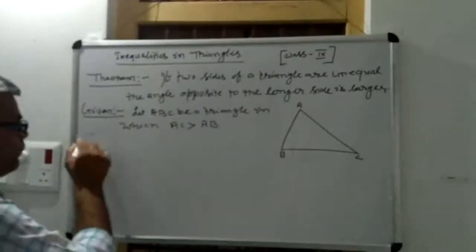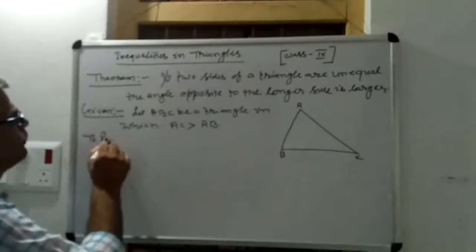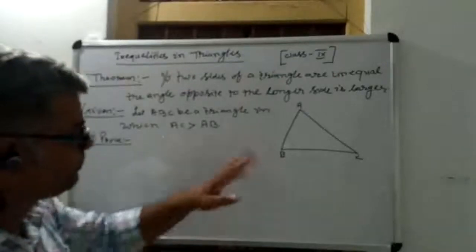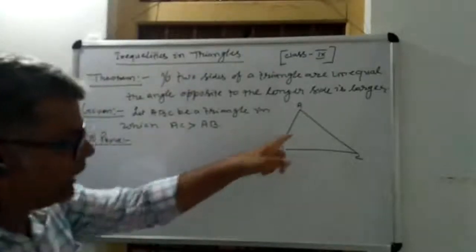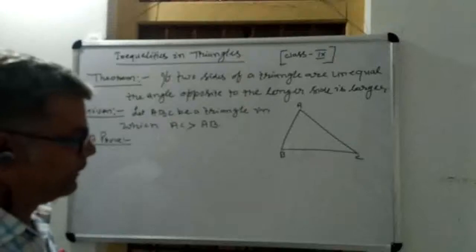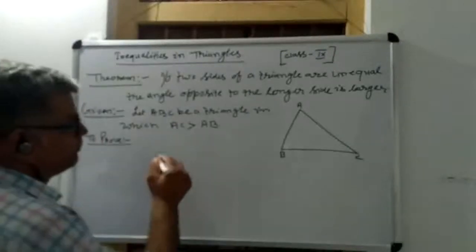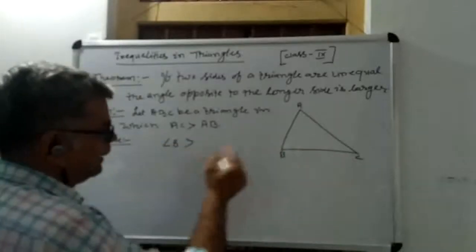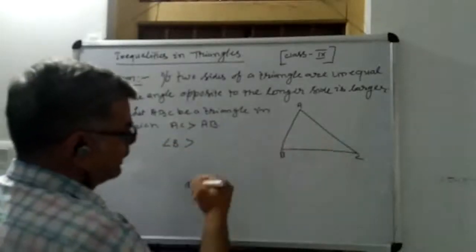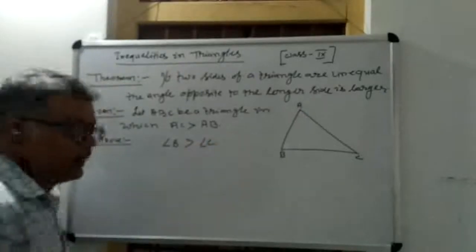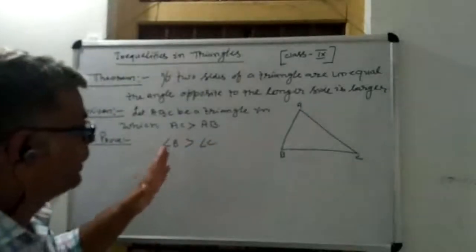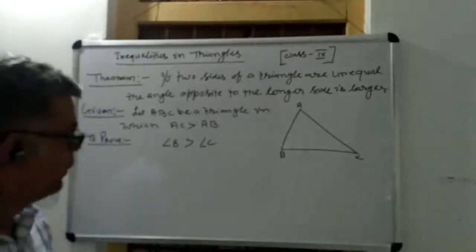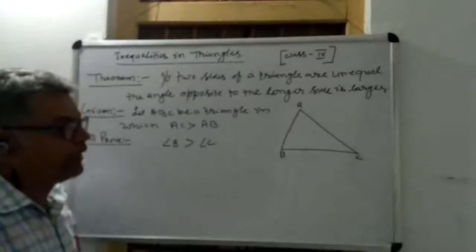Now what we need to prove? We need to prove the angle opposite to the longer side, that is angle B, will be greater than the angle opposite to the shorter side, that is angle C. This we need to prove, that angle B is greater than angle C. Okay. Now let's see how we can prove it.